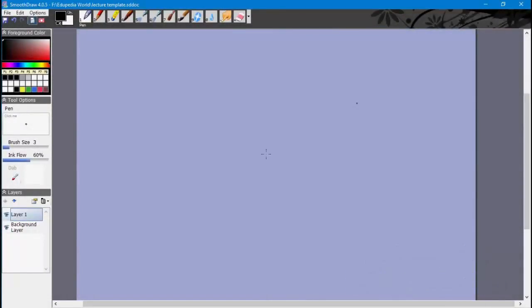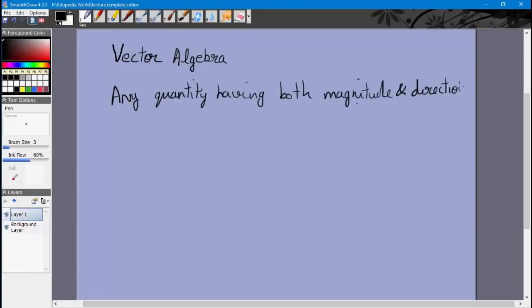In this video we'll begin a new unit called Vector Algebra, and we'll start with our discussion of vectors. Now the formal definition of a vector is any quantity which has both magnitude and direction. So let's first of all look at why there is a need for vectors.